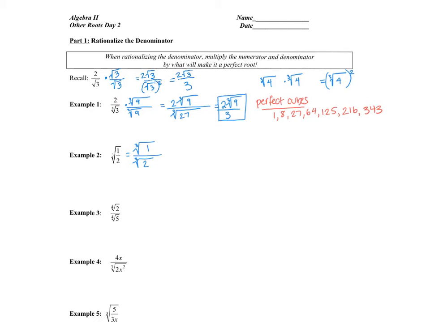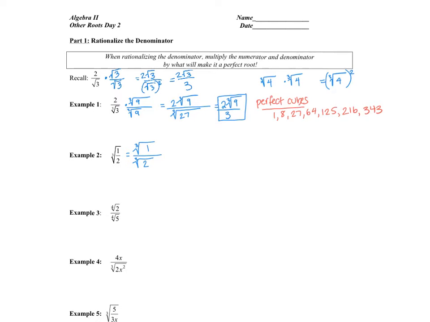Now, the cube root of 2 is an irrational number. It's not a perfect cube. So if we were to try to figure out what it is, it would be a decimal. It's irrational. So we're going to think of a number that is a perfect cube that 2 goes into evenly. So let's look at this list. So 2 goes into not 1, but 8.